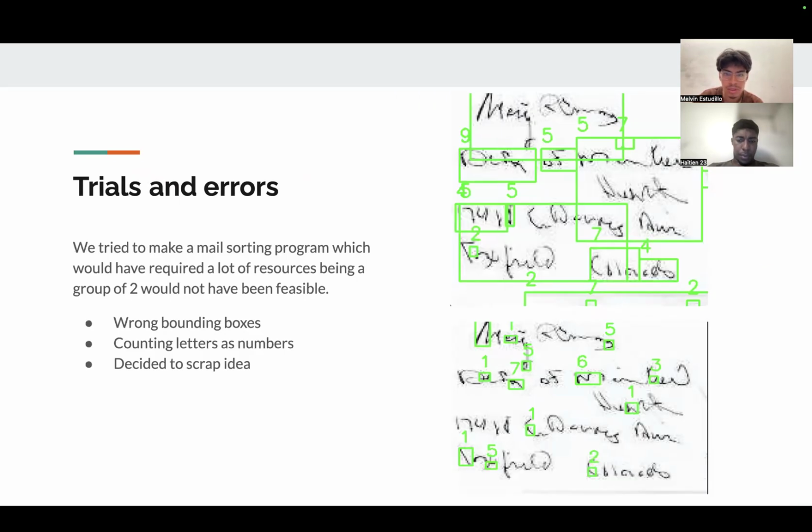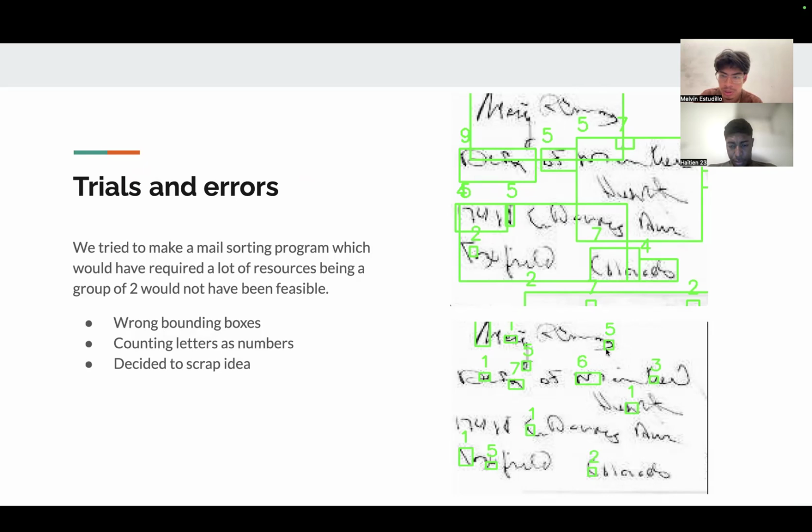Okay, some trials and errors. We originally started off very ambitious, wanting to make a mail sorting algorithm slash program that would have required us to go through extensive research. Here, as you can see, we tried to classify numbers inside of a specific bounding box. It ended up picking up the writing. This was us trying to decipher this number over here.